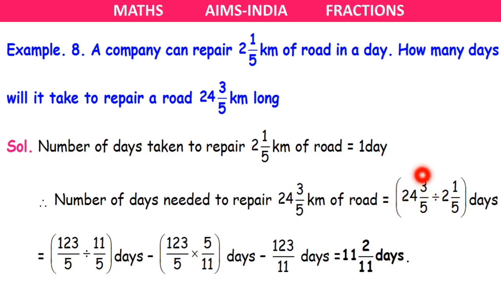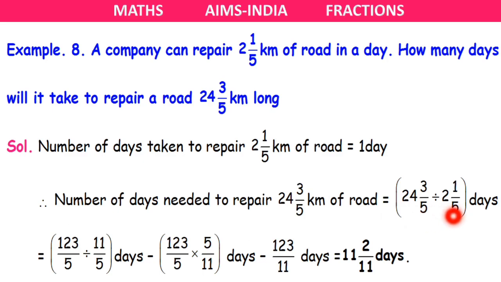Now again students, as these two fractions are mixed numbers, the first step will be to convert them into improper fractions. 24 5s are 120 plus 3 becomes 123, divided by the denominator 5. So it becomes 123 by 5.